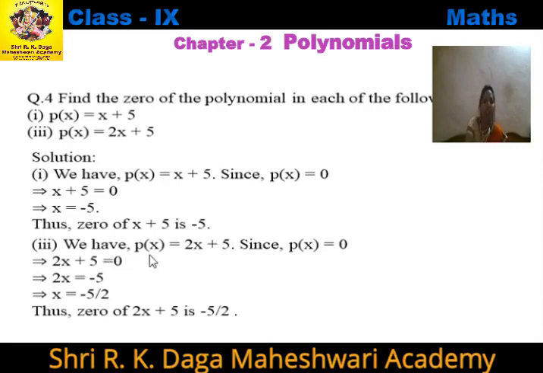In third question, p of x equal to 2x plus 5. Since we have to find out the 0, so p of x equal to 0. Now the p of x is 2x plus 5. So 2x plus 5 equal to 0, which implies 2x equal to minus 5, as this plus 5 becomes minus 5 when it moves to the RHS, and this 2 is in multiplication. So when we move this to the RHS, it will be in division. So the value of x is minus 5 by 2. Thus the 0 of 2x plus 5 is minus 5 by 2.